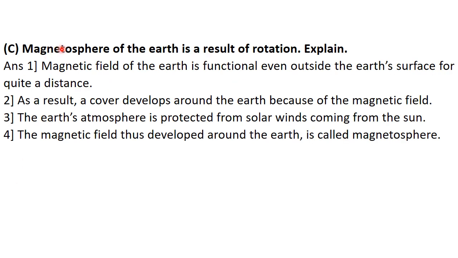C. Magnetosphere of the Earth is a result of rotation. Explain. Point number 1. Magnetic field of the Earth is functional even outside the Earth's surface for quite a distance. Point number 2. As a result, a cover develops around the Earth because of the magnetic field. Point number 3. The Earth's atmosphere is protected from solar winds coming from the sun. Point number 4. The magnetic field thus developed around the Earth is called magnetosphere.